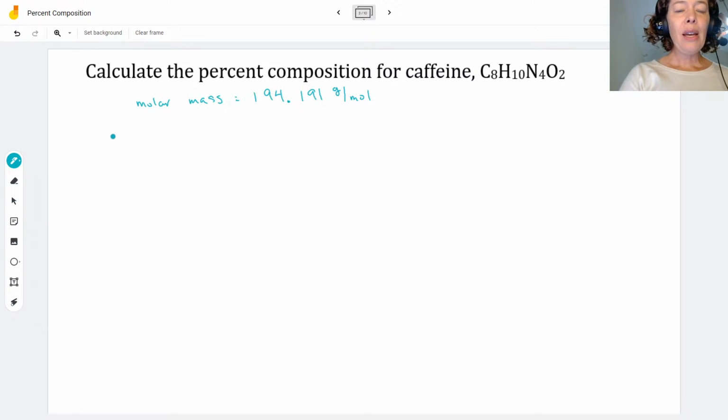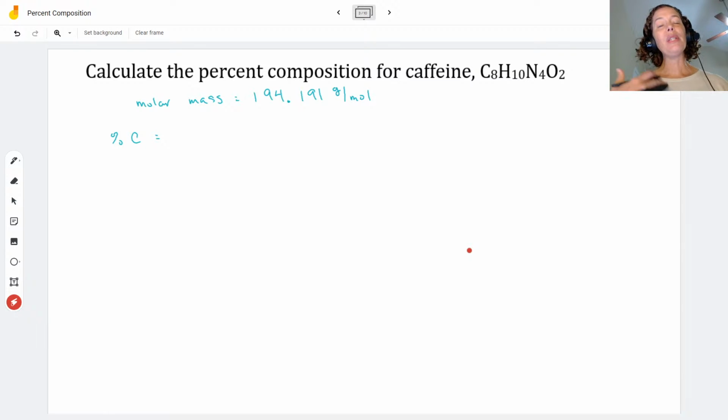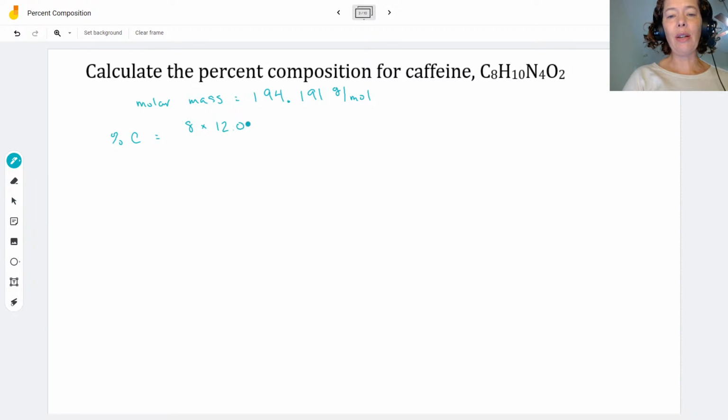That's fine. So for our percent carbon, again, we want to take the molar mass of carbon divided by our total molar mass. But the important thing to note here is that we do not have one carbon, but we have 8 carbons. So that becomes a multiplier for our molar mass for that element. I'll show you what I mean. So instead of just having the 12.011, we're going to have 8 times 12.011 grams per mole. Again, this 8 comes from the molecular formula right there.